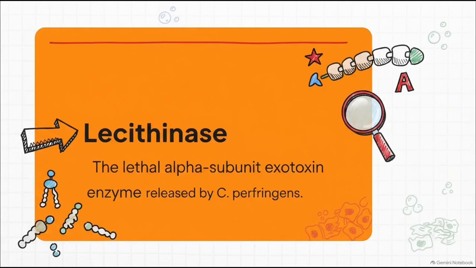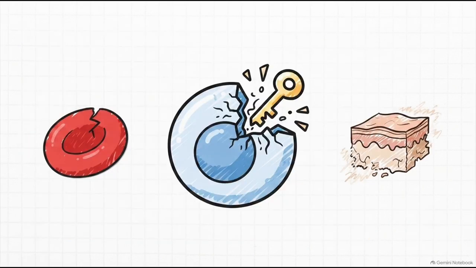And that brings us to a massive, highlighted twice, board concept. This perfringens toxin has a bunch of subunits, but the most lethal one, the alpha subunit. This alpha subunit is basically an enzyme called lecithinase. Let me repeat that because you really need to lock it into your memory. Lecithinase. So what is lecithinase actually doing in there?